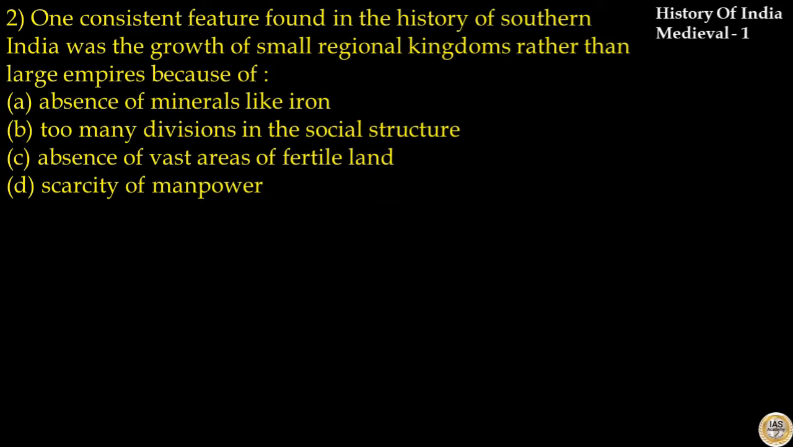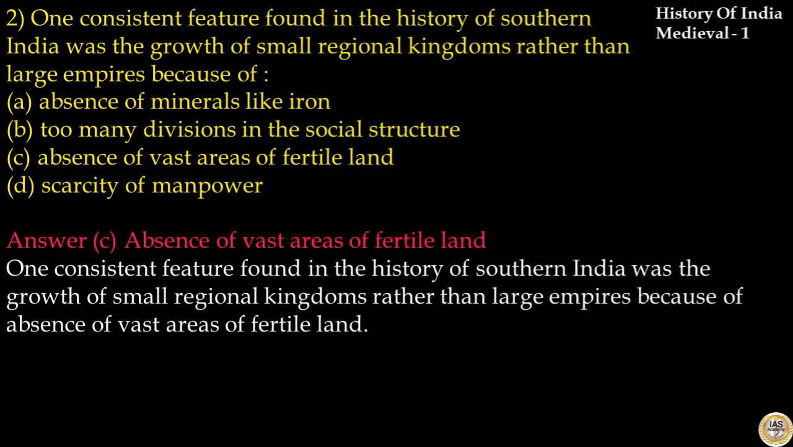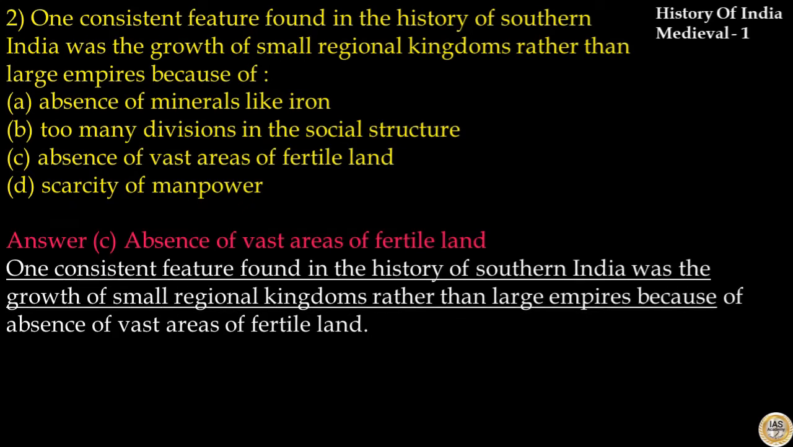Question number 2. One consistent feature found in the history of southern India was the growth of small regional kingdoms rather than large empires because of option A absence of mineral like iron, option B too many divisions in the social structure, option C absence of vast areas of fertile land, option D scarcity of manpower. The answer to this question is option C absence of vast areas of fertile land. One consistent feature found in the history of southern India was the growth of small regional kingdoms rather than large empires because of absence of vast areas of fertile land.